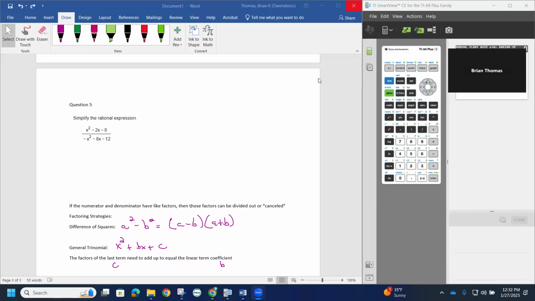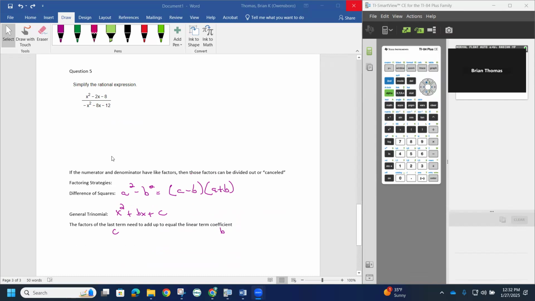So as we move into question 5, it still looks kind of tricky on what they want us to do here. But again, in a rational expression, if the numerator and denominator have like factors, then those factors can be divided out or canceled. So this requires a little bit of factoring. Notice how again we have some trinomials, and these are general trinomials.